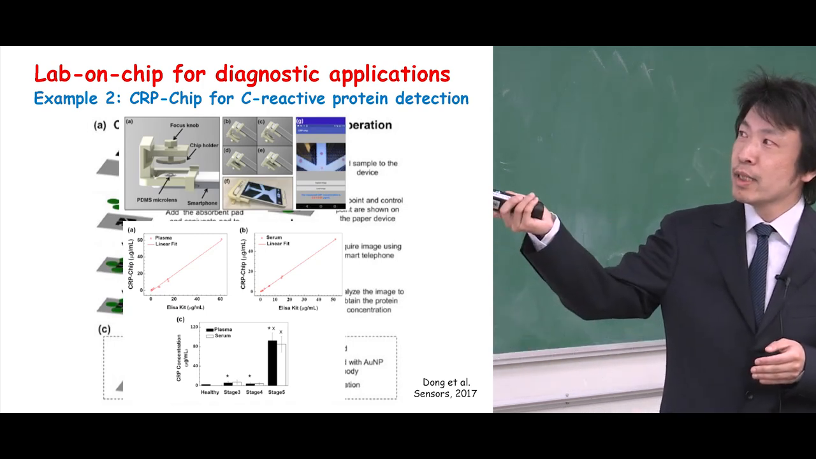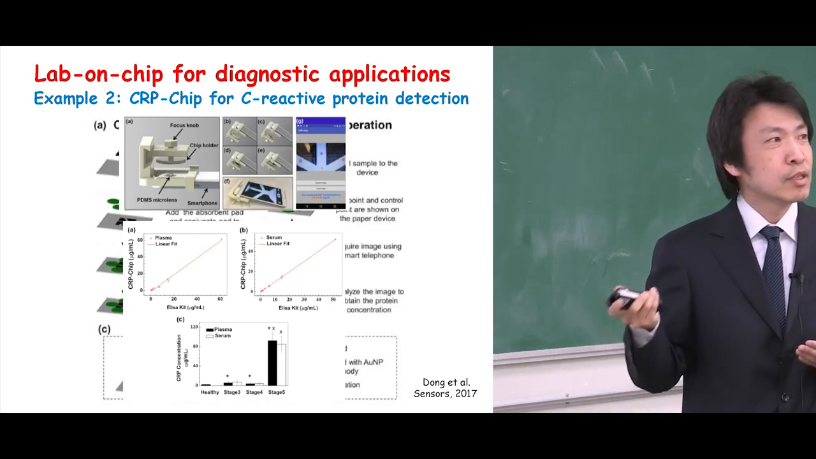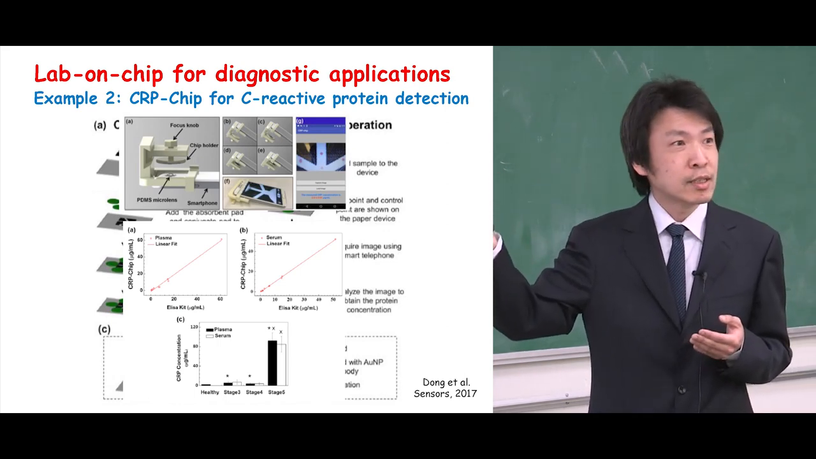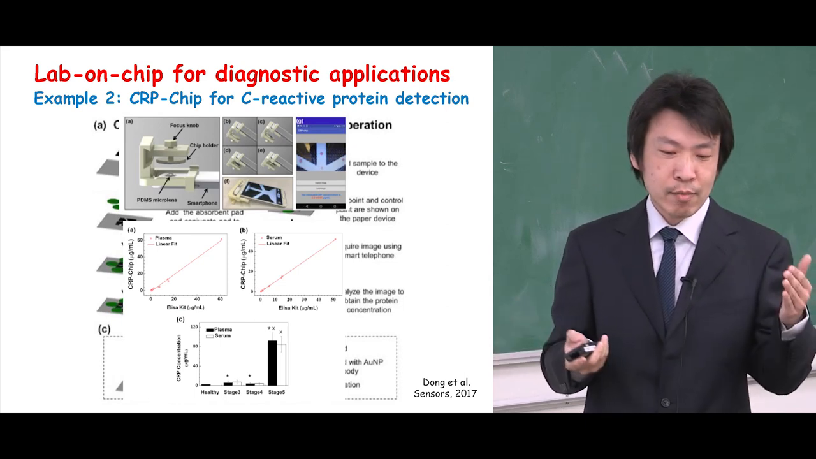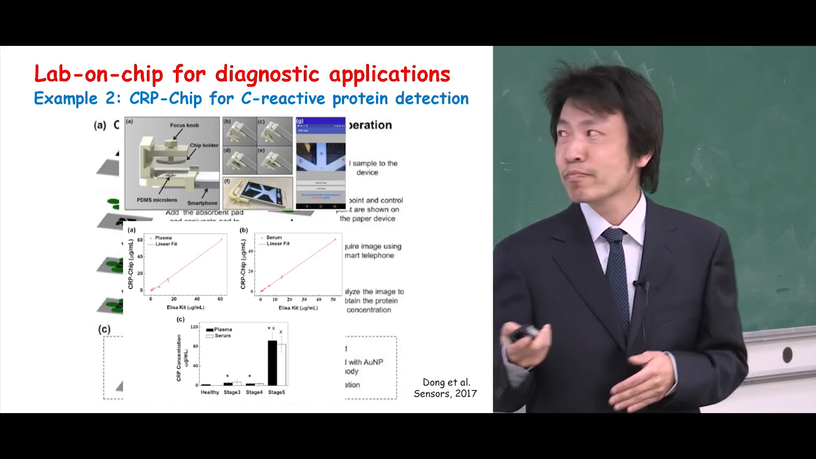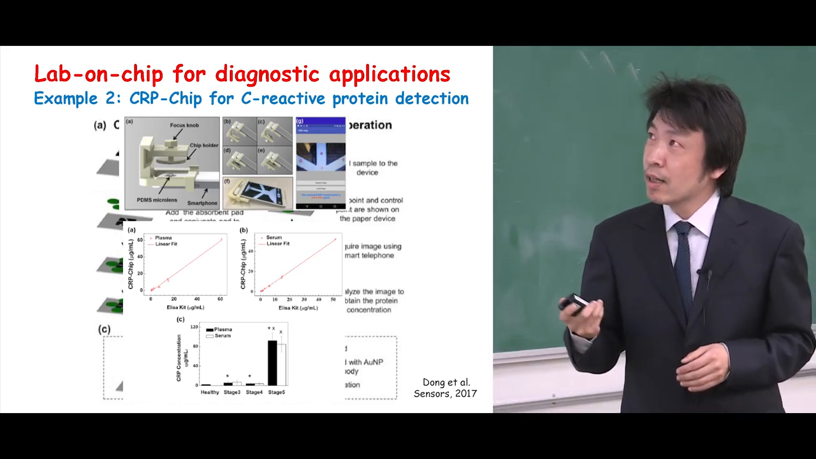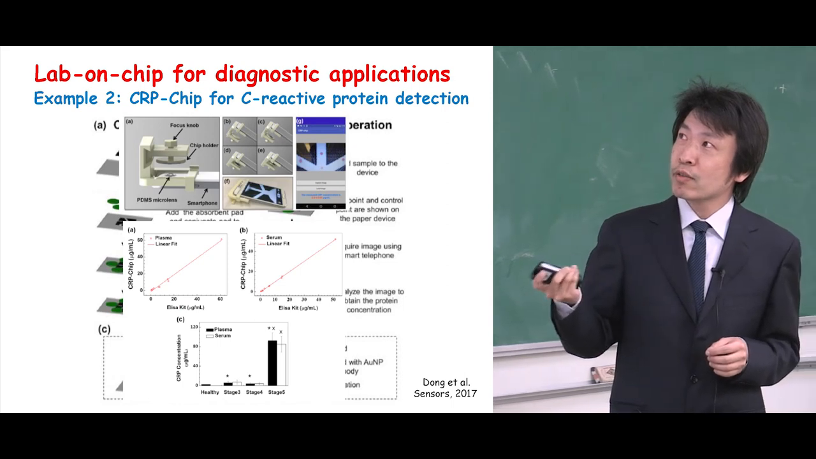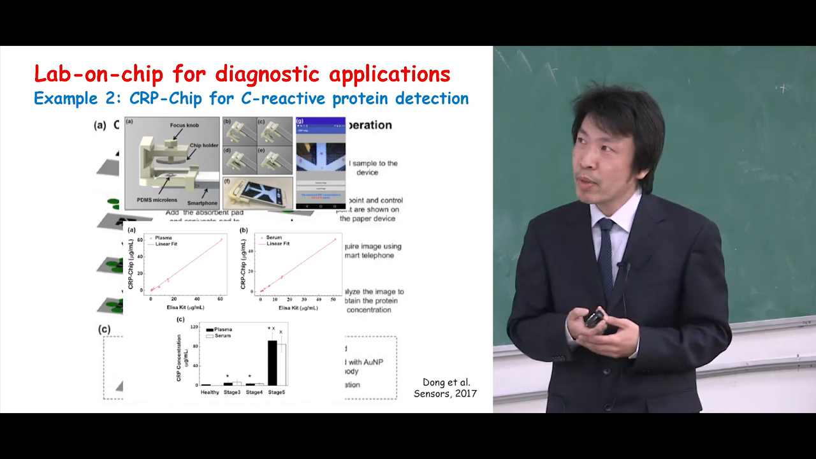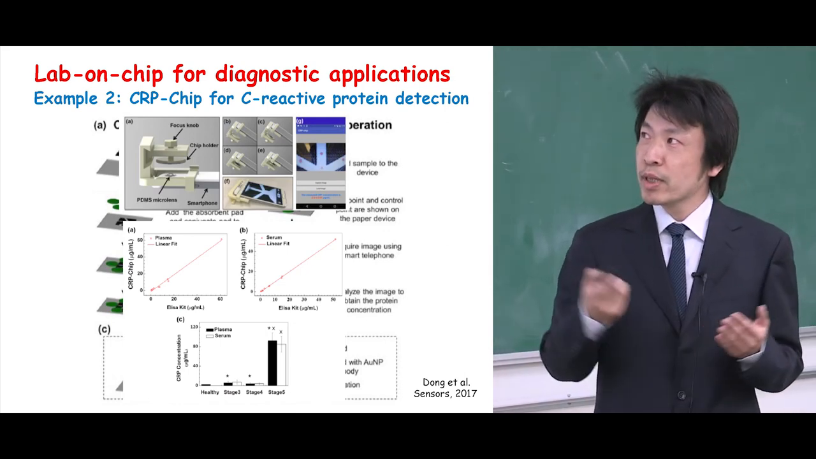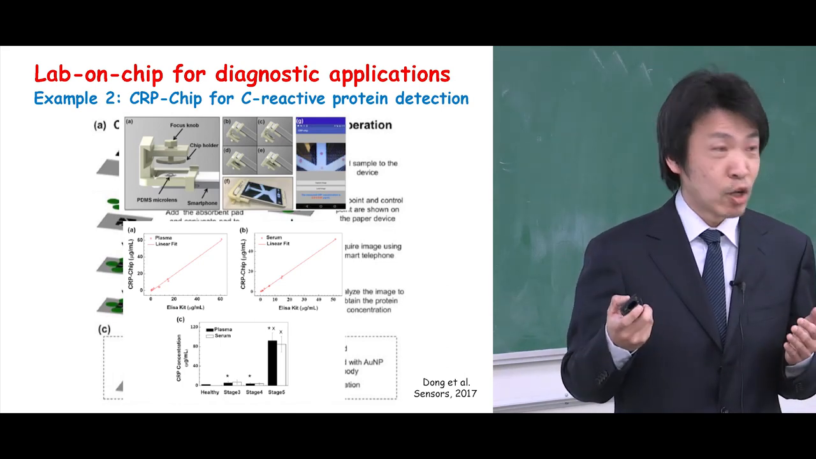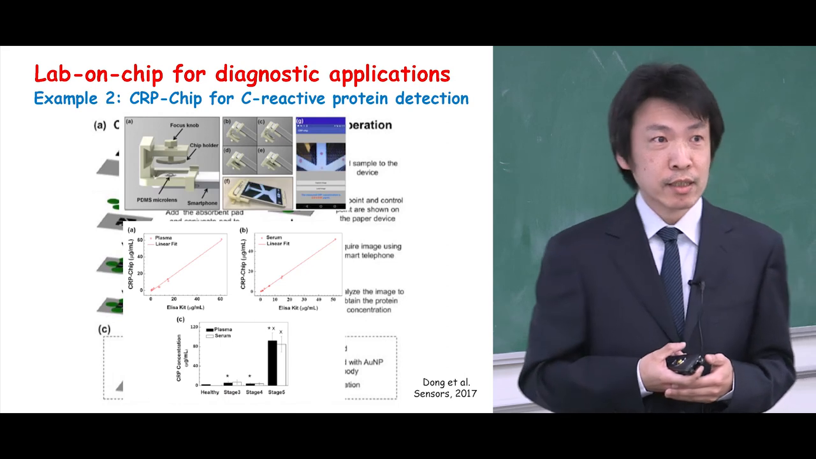And finally, we fabricated a holder using 3D printing to attach the paper device to the camera of a smartphone. Then we have an app to automatically capture the image of your signal, then calibrate back to the concentration of CRP. So this is just the 3D printed holder for this CRP device. Then again, we have the comparison between our measurement using the paper device and the conventional ELISA kit measurement, and we got a fairly good correlation as well.